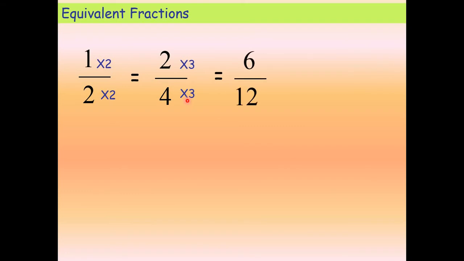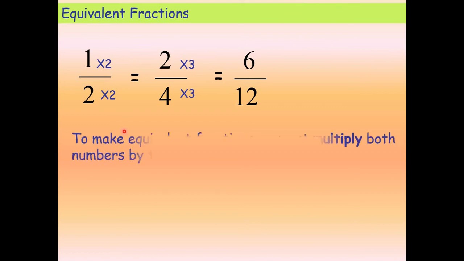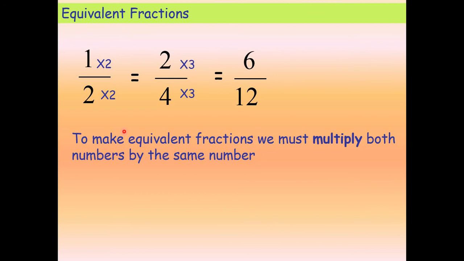We get 6/12. Now, even though it's written totally differently, it still means the same thing. 6/12 is exactly the same as 1/2. But remember, to make equivalent fractions, we must multiply both numbers by the same number. If you multiply the top by 2 and the bottom by 3, you aren't going to get the same fraction. Whatever you do at the top, you do to the bottom. Use the same numbers. So have a little look at this one. 1/3. What equivalent fractions can you make from there? Remember, whatever you multiply the top by, you have to multiply the bottom by.